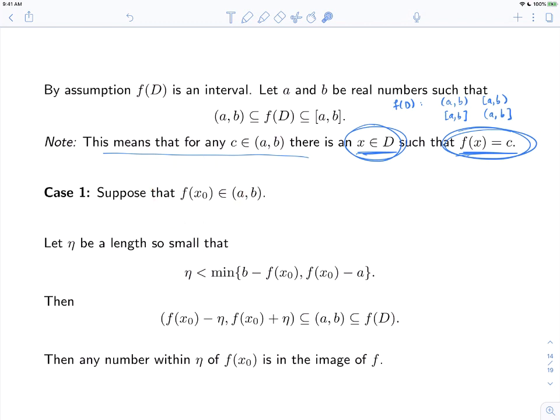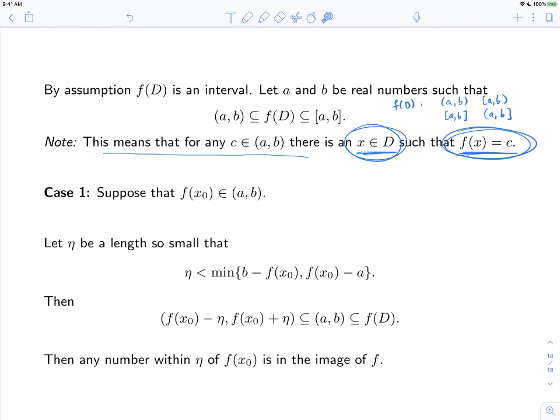And the argument that we use is slightly different if we're actually at an endpoint. But we don't even know if an endpoint is possible. So let's start by assuming that we're in the open interval somewhere. So we're going to suppose that f at x naught is in this open interval.